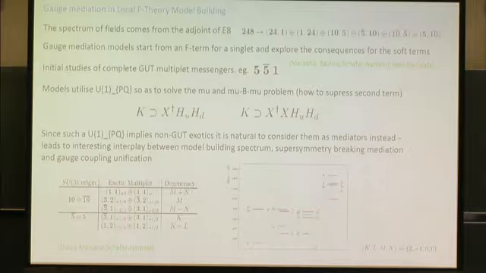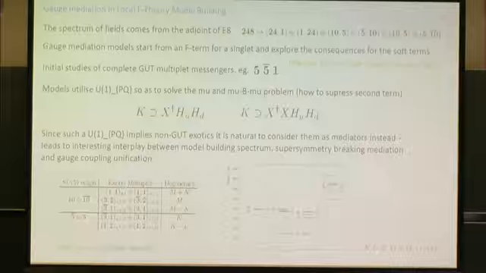The spectrum of fields in these models comes from the adjoint of E8. So what do we have? We have singlets, we have 5s, and we have 10s. And as I said from my philosophy slide at the beginning, I'm going to assume an F-term for some field, in this case a singlet. What these people did when they studied it, they didn't assume that, but they used an F-term for a singlet and explored the consequences for the soft terms in a visible sector within these local models. So the initial studies were using gauge mediation with complete GUT multiplet messengers.